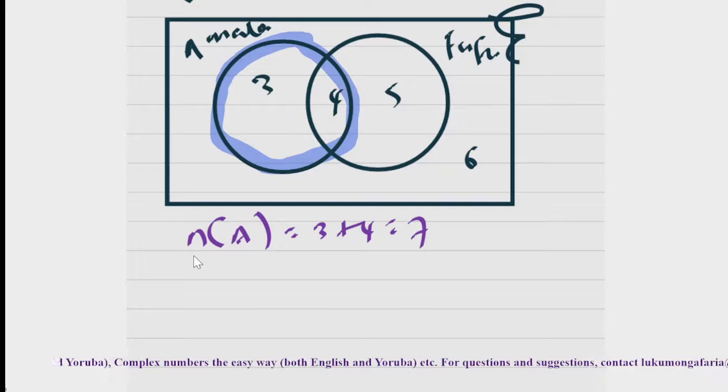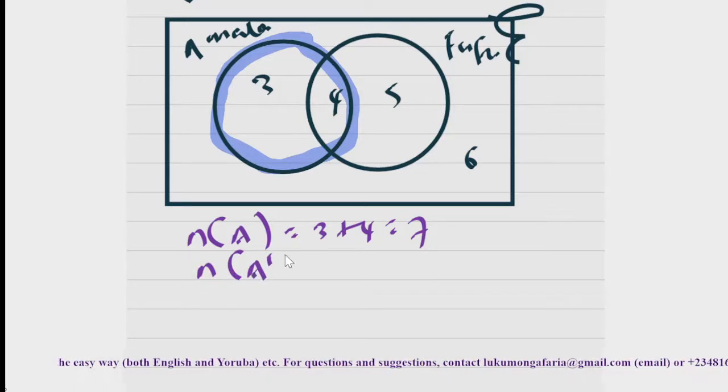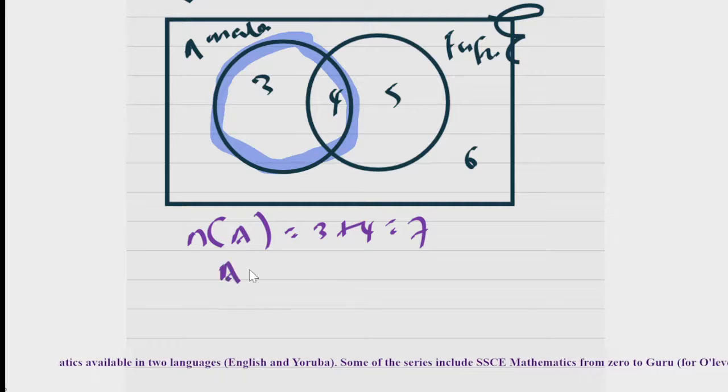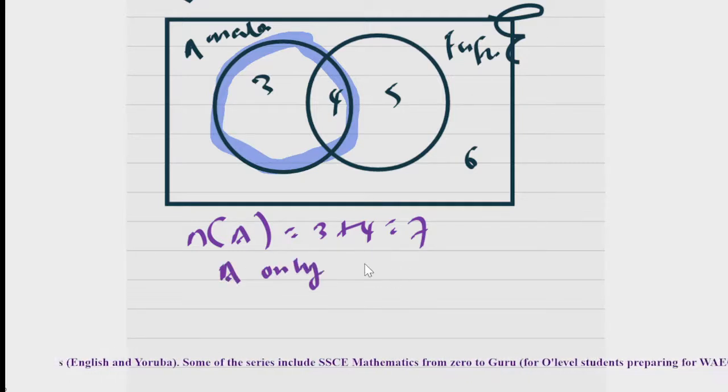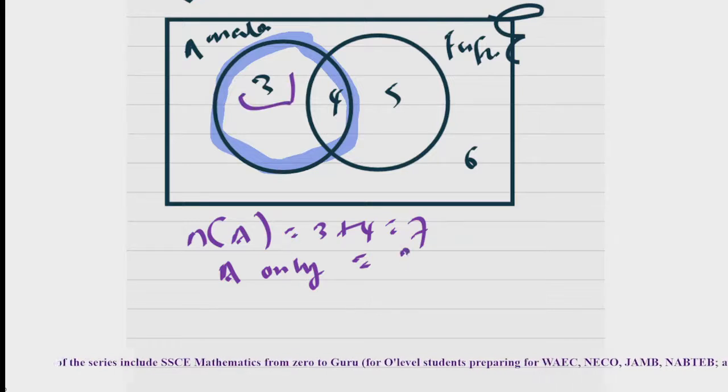But amala only, you understand that you can say number of A prime. So you can say amala only. So A prime, that is going to give me what? You can just say A prime intersection B, or you can say A intersection B complement. So A only, that's going to give me what? The one that stands out here, which is 3.